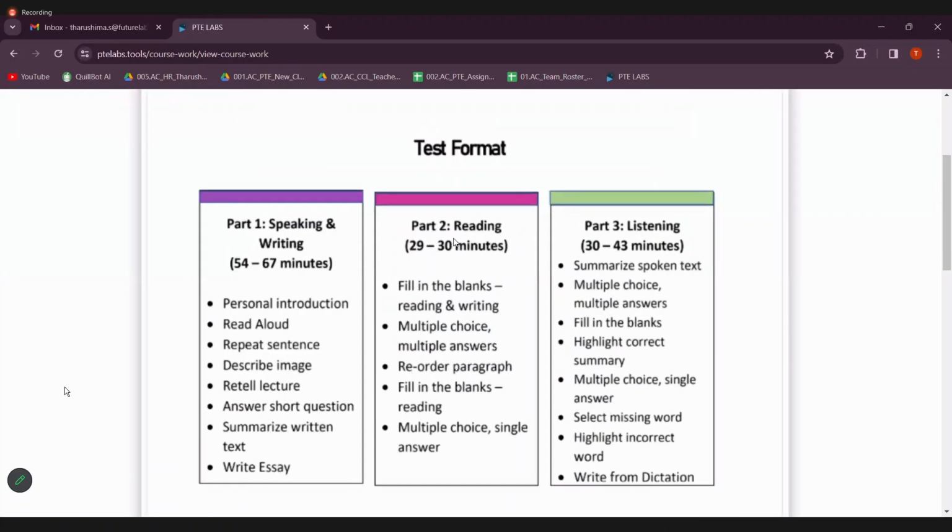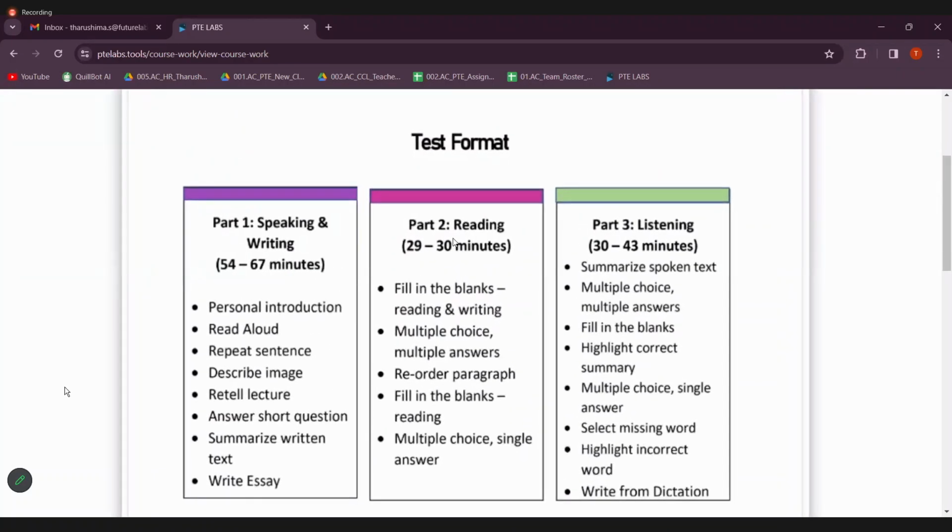All right. This is the test format. As you all know, we have 3 parts: speaking and writing, reading, and listening, and you will be given around 67 minutes to complete the first part, 30 minutes to complete the second part, and 43 minutes to complete the third part. Under speaking and writing, you could see the writing components. The first components are speaking components, and the last 2 components, summarize written text and write essay, are the writing components.